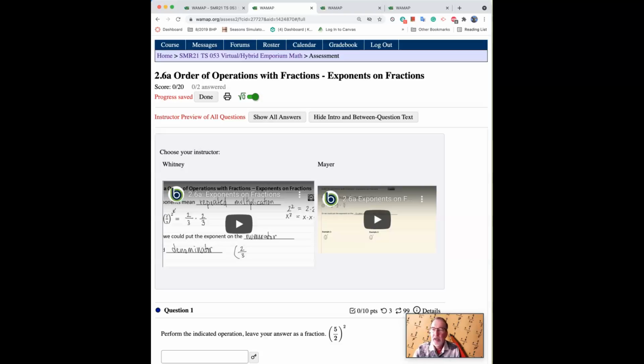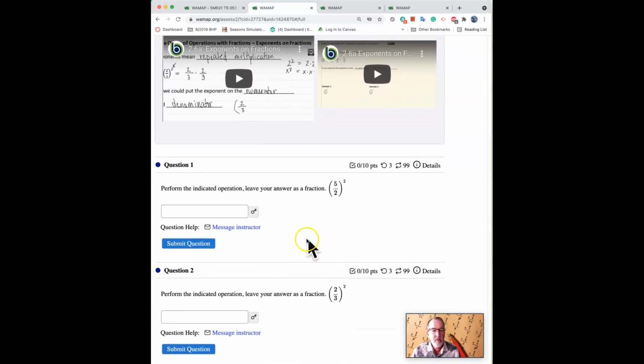Hello everybody. Today we're going to take a look at exponents and fractions. This is Unit 2.6a in WAMAP. So the two problems here, we have 5/2 squared and 2/3 squared. So let's take a look and see how these are done.